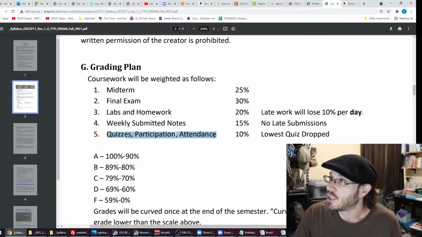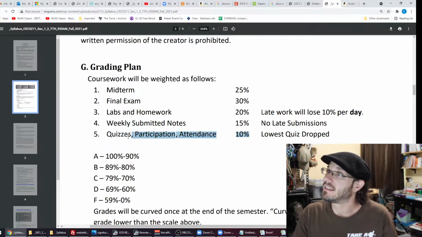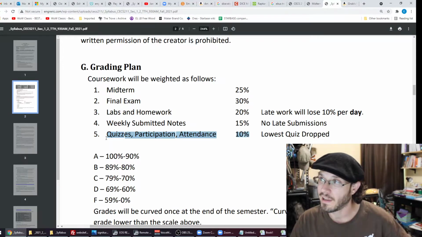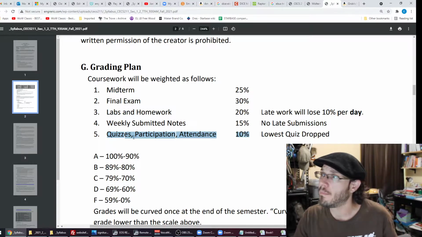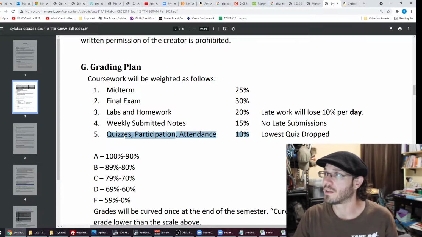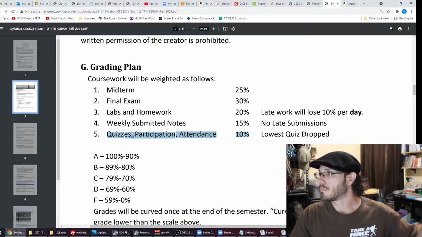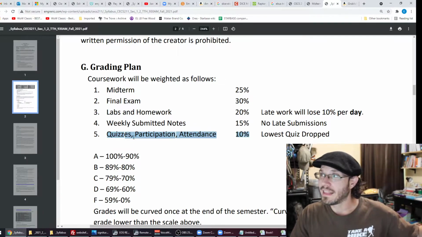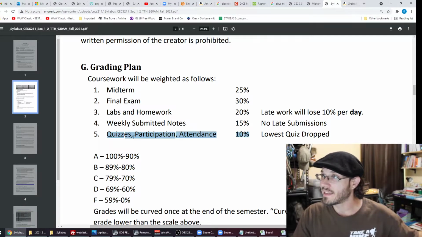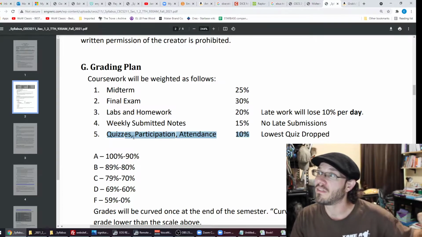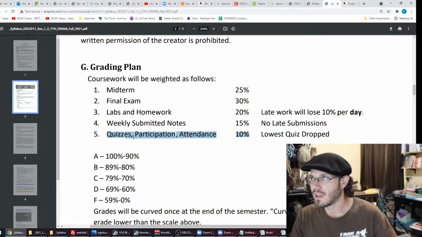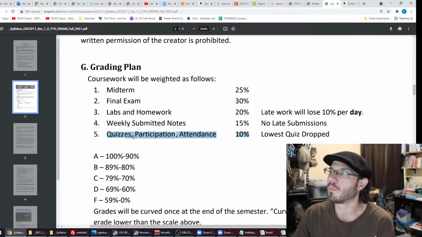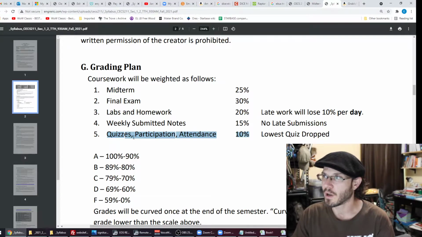Quizzes, participation, and attendance. This is a 10% of the grading plan category. Quizzes may or may not be announced beforehand. I'll put it this way. If the quiz is elaborate, I probably will be giving notification about it. But a pop quiz will probably be simpler, okay?